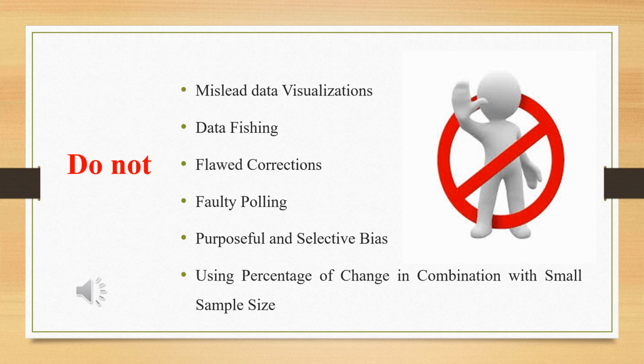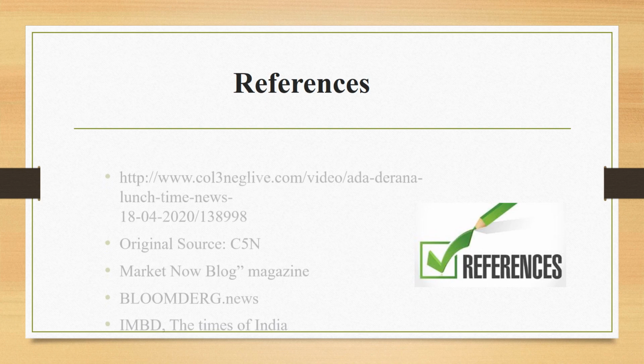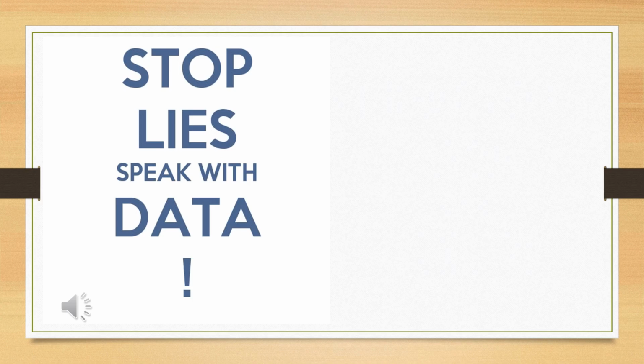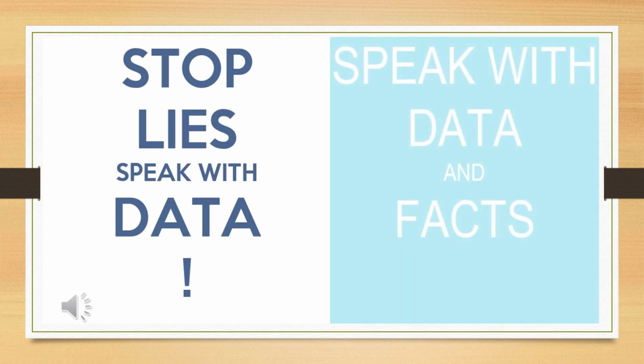Misleading data visualizations, data phishing, fraud corrections, faulty polling, purposeful and selective bias, using percentage of change in combination with small sample size. We have explained these things in our slides with examples. So we hope you get some idea about misuse of statistics. Hope you can figure out the difference between real statistics and misuse of statistics.